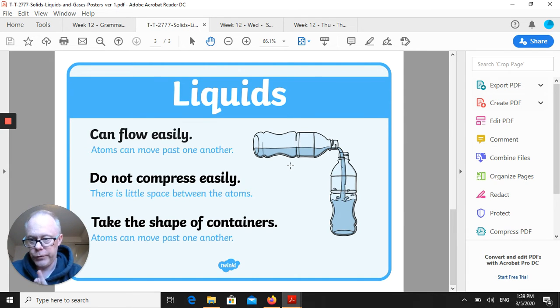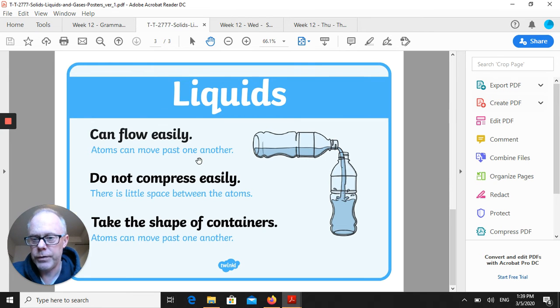So it doesn't squash very easily, a bit like solids. Solids don't squash very easily. Water doesn't squash very easily, or liquids, I should say, don't squash very easily. However, just like gas, they do take the shape of the containers they're in. So liquid by itself doesn't have its own shape. You've got to pour it into a cup or pour it into a bottle, and it will take the shape of whatever it's poured inside.